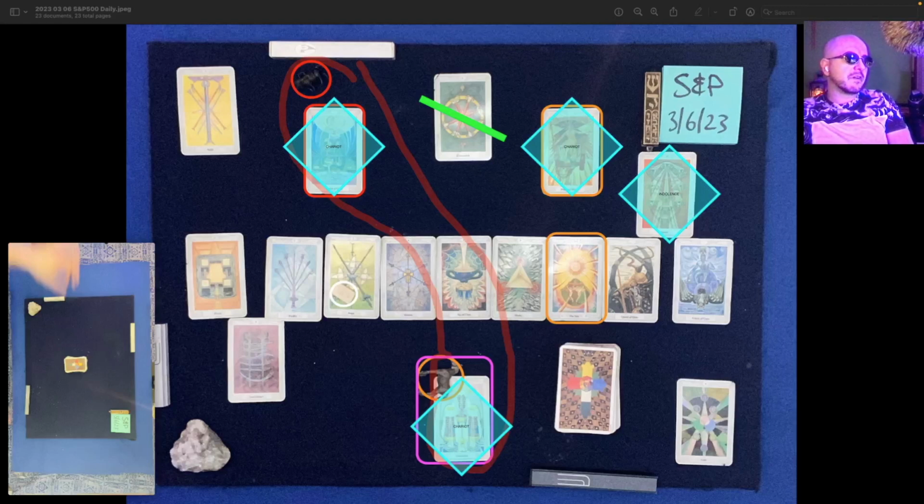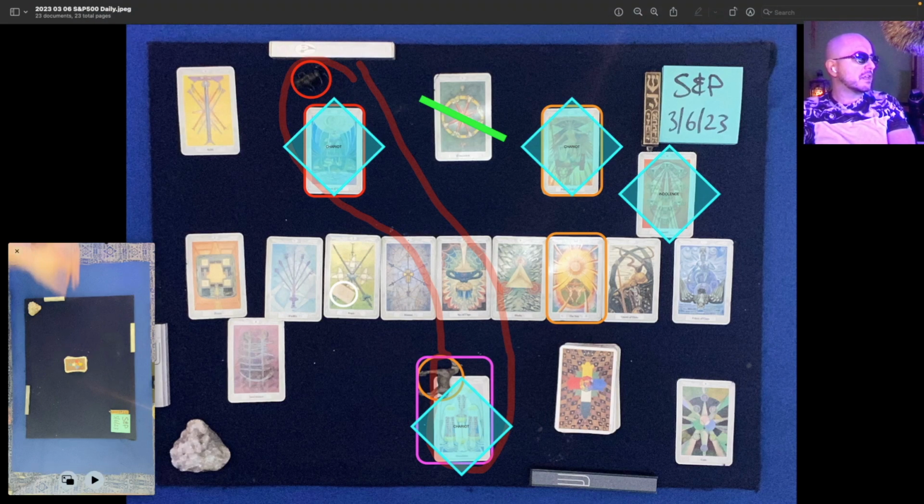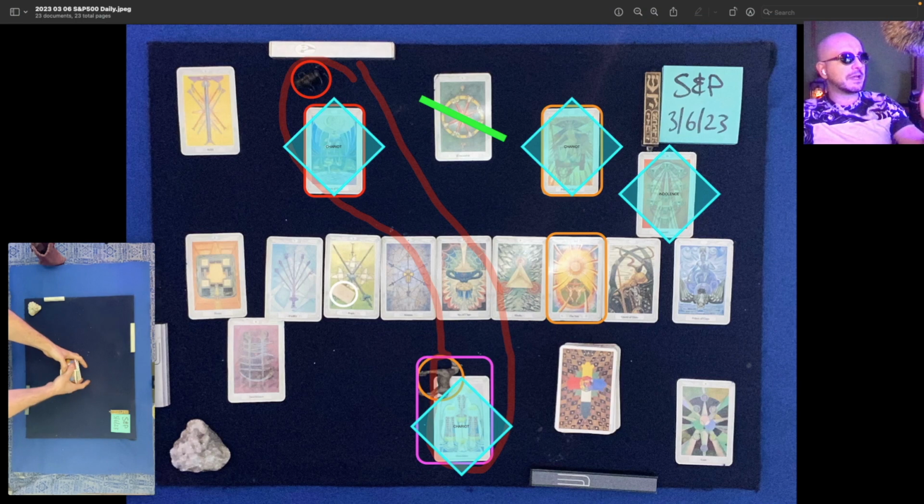This is the S&P 500 one-day reading for March 6, 2023. It's currently February 2nd, 2023, 9:12 p.m. Eastern Time. The overall theme and behavior for the day, we have a rally into a key resistance level on a multi-day chart, followed by a decline off of that resistance with consecutively lower spikes up on the way down.